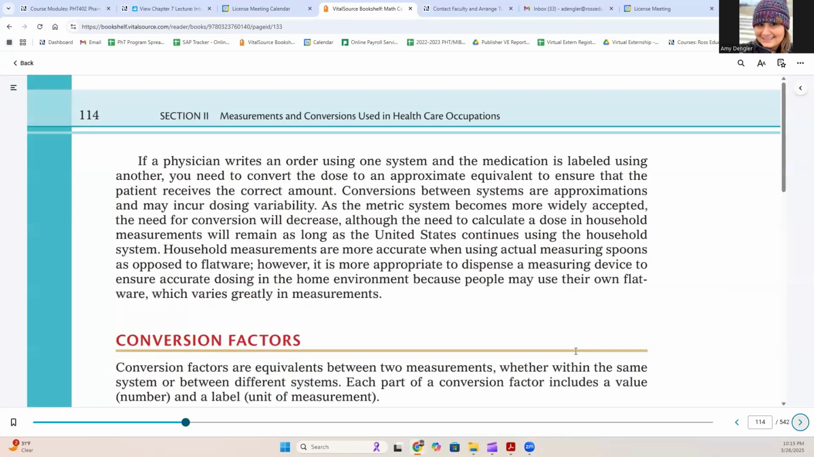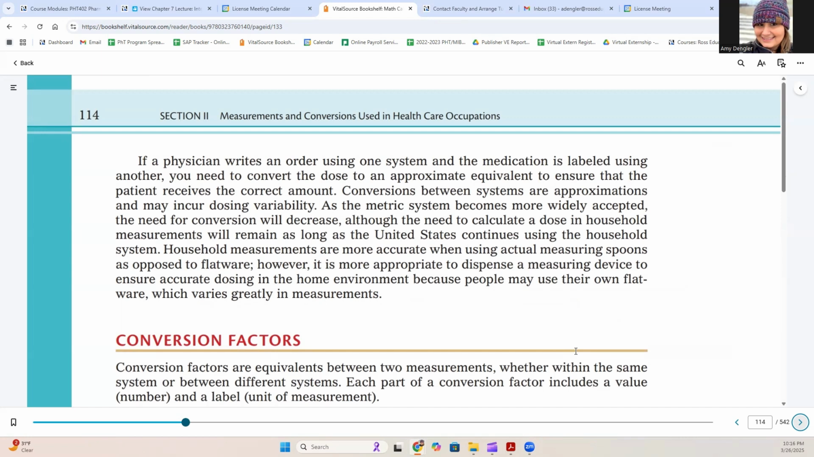If a physician writes an order using one system and the medication is labeled using another, you need to convert the dose to an approximate value to ensure that the patient receives the correct amount. Conversions between systems are approximations and may incur dosing variability. As the metric system becomes more widely accepted, the need for conversion will decrease.